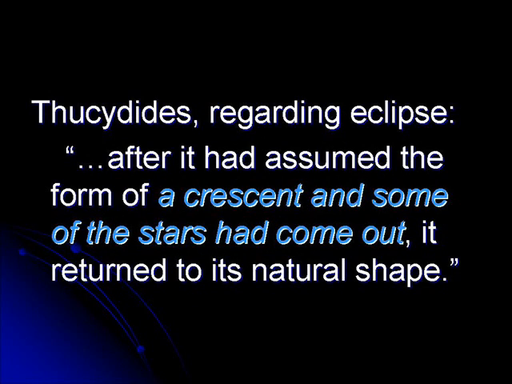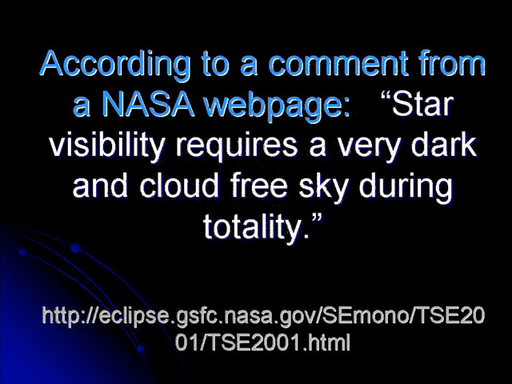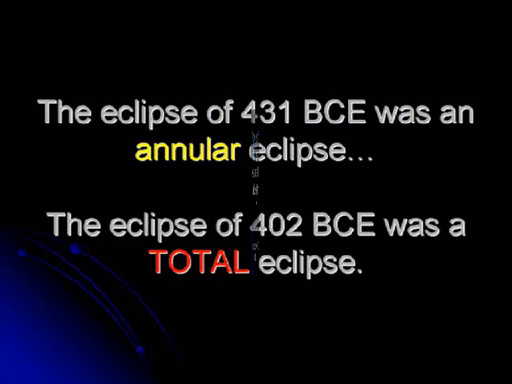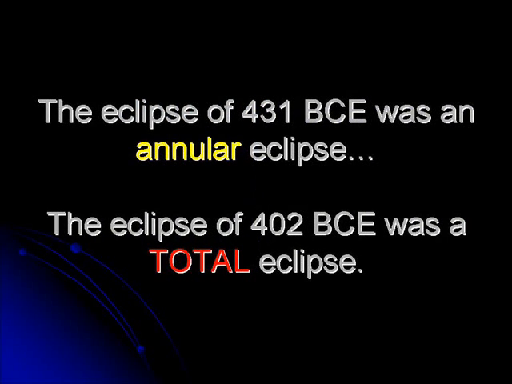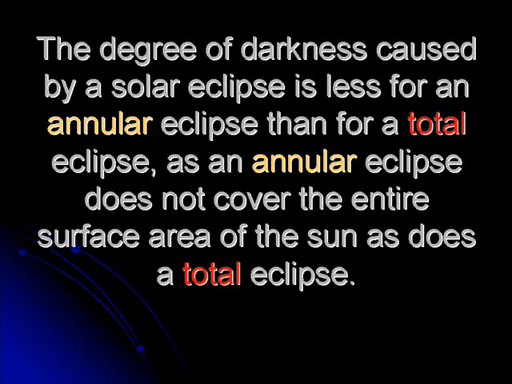Thucydides described the eclipse specifically as a crescent and some stars coming out, and that kind of sounds like a total eclipse. Total eclipse is the ones where the stars come out. Annular eclipses don't, and the 402 BC eclipse is when that happens. NASA says that star visibility requires a very dark, cloud-free sky during totality to see stars. So we're just thinking that that's pointing to the 402 BC eclipse instead of the 431 BC eclipse, which was an annular eclipse. The annular eclipses do not create the same kind of darkness that a total eclipse does, because an annular eclipse does not cover the entire surface of the sun, as does a solar eclipse.